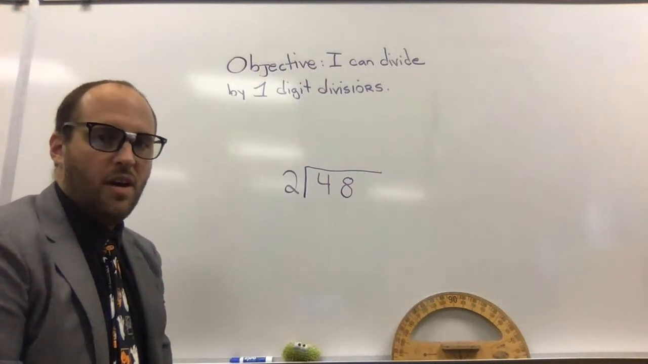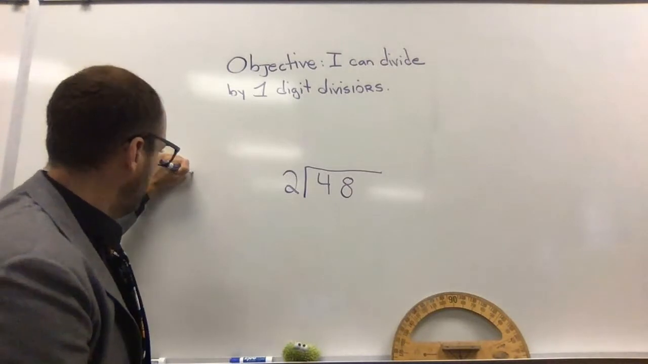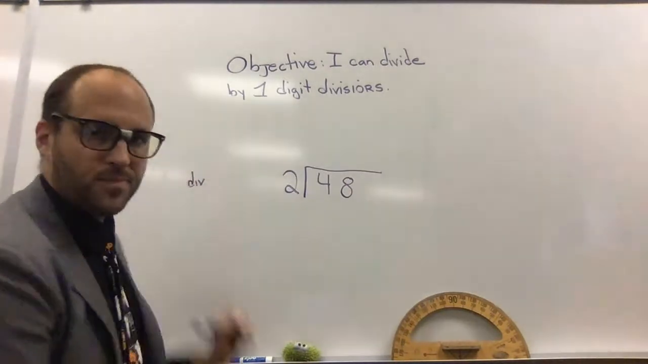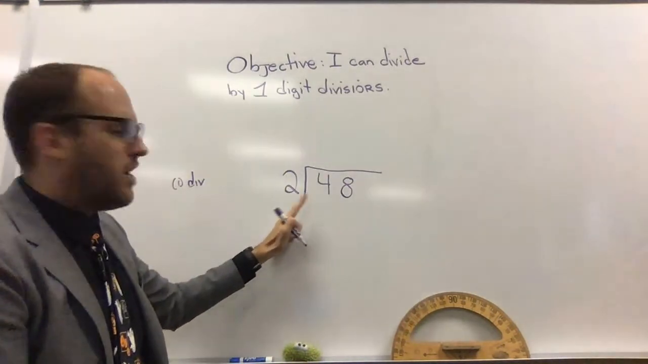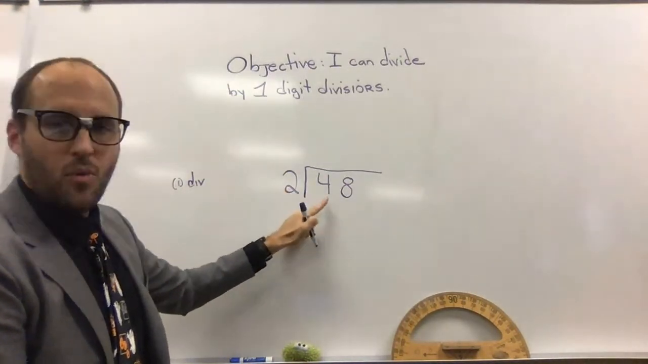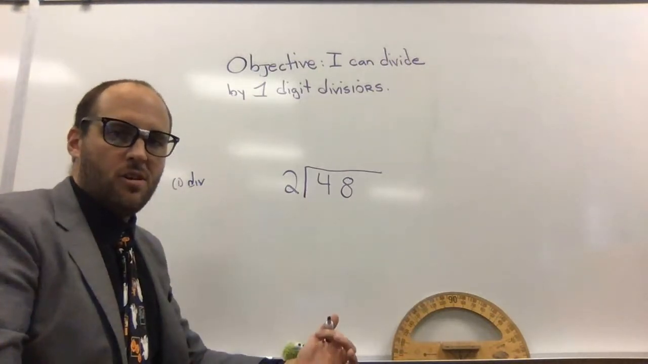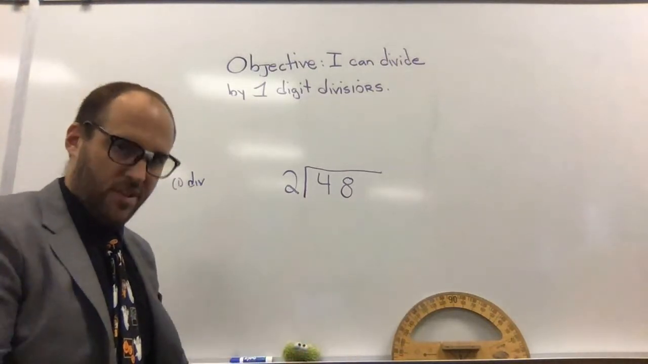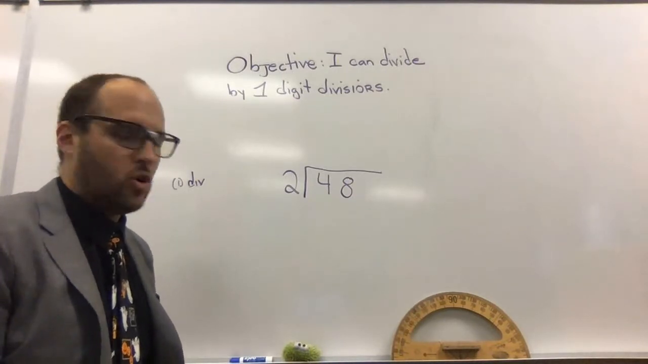Now here's how you do it. The first thing is you have to start with dividing. So I'm going to do a little dividing sign right there. That's our first step, to divide. We have to figure out how many groups of 2 we can make out of 4. And if you have to use your basic facts for this, please do. So 2 times 2 is 4. We can make 2 groups of 4.